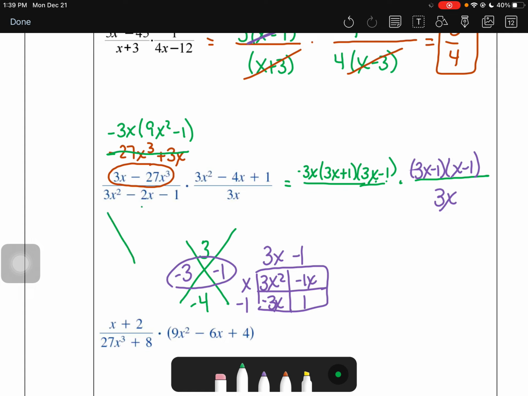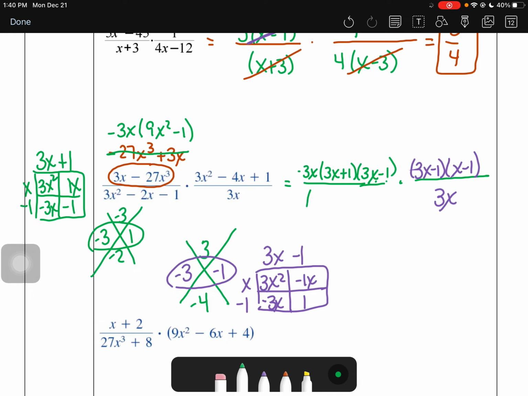Then we'll factor this left-hand denominator. What two numbers multiply to be negative 3 but add up to be negative 2? That would be negative 3 and 1. And then we need to make our box. So we have 3x squared, negative 1, negative 3x, and 1x. So we have 3x as our greatest common factor and 1, and then we have x minus 1. So we have 3x plus 1 and x minus 1.